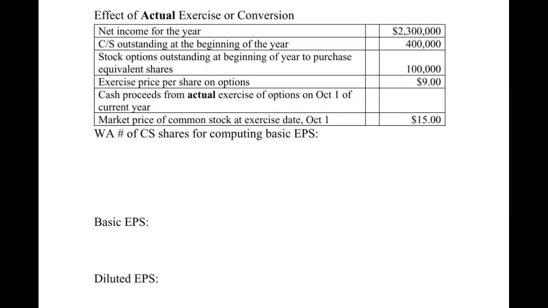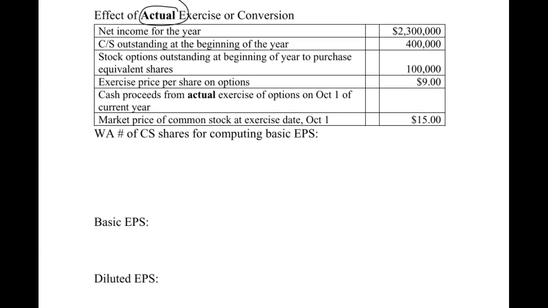One last thing we need to cover is what happens if we have an actual exercise or conversion during the year. If you go back to when we did the convertible bond video, we looked at what happens if something was issued during the year. Remember, when we're doing diluted earnings per share, we go back to the beginning of the year or whenever they were issued. In this example they were outstanding at the beginning of the year, so we go back to the beginning of the year to calculate their dilutive effect. What happens if they were actually exercised or converted during the year? What effect does that have on earnings per share?